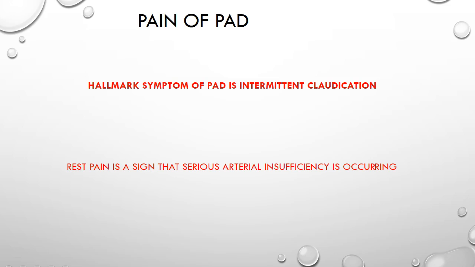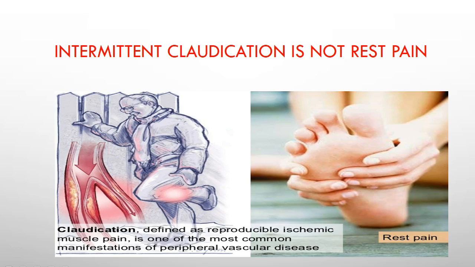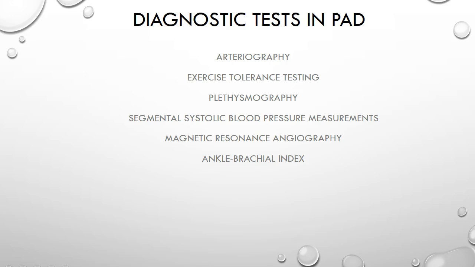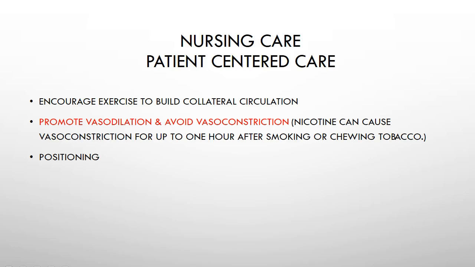Again, the hallmark symptom of peripheral arterial disease is intermittent claudication. Intermittent claudication is not rest pain. If a patient has rest pain, it is a sign that something significant with arterial insufficiency is occurring. Intermittent claudication is going to occur in the legs. Rest pain is going to occur in the feet. There are the diagnostic tests, which I talked about pretty well, I think, in class today.